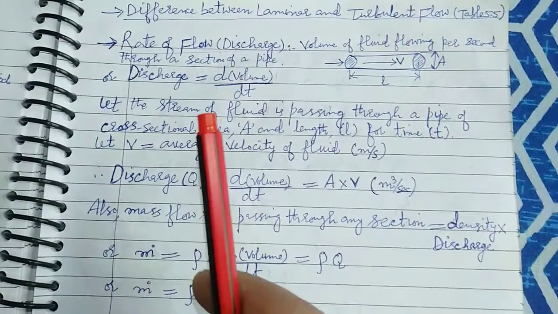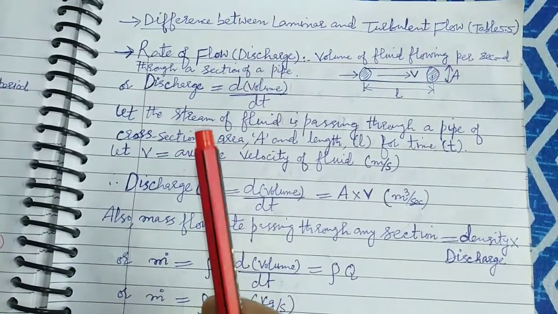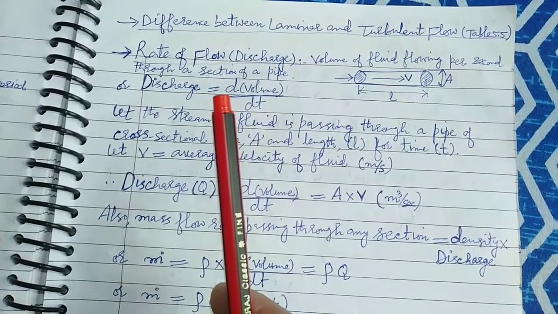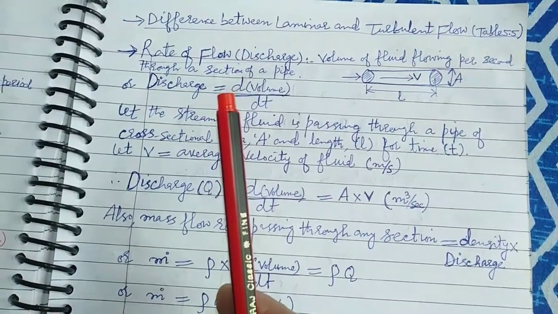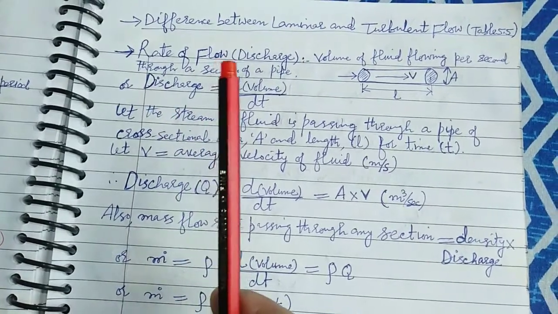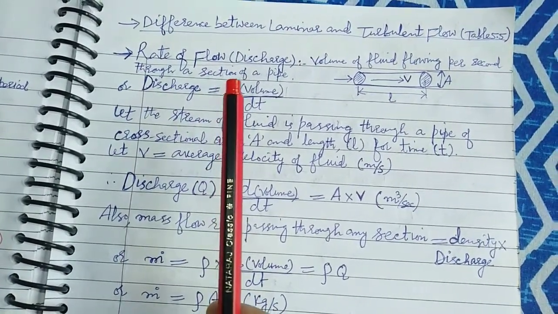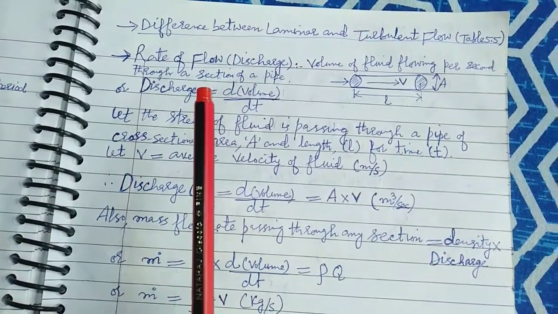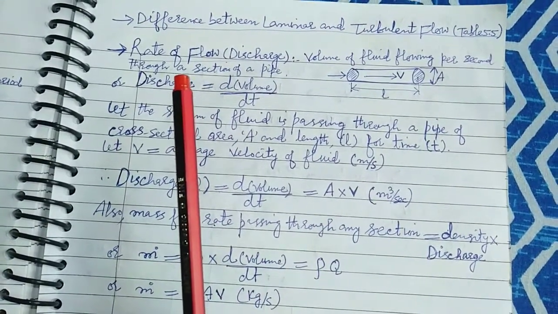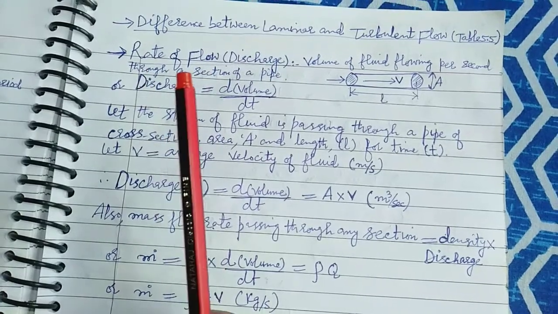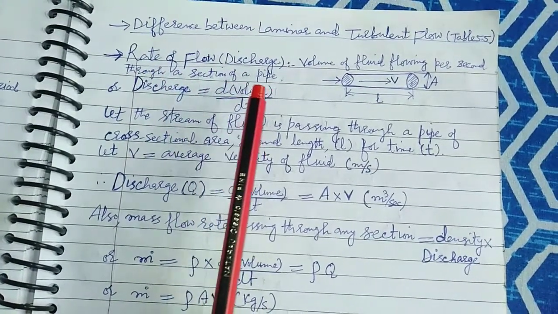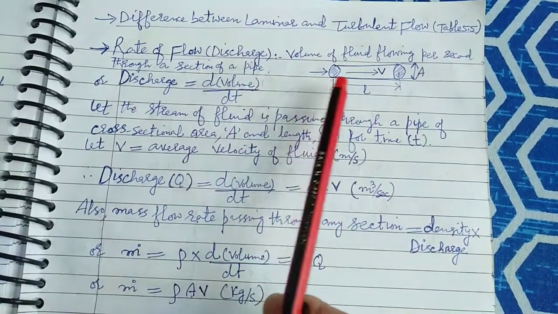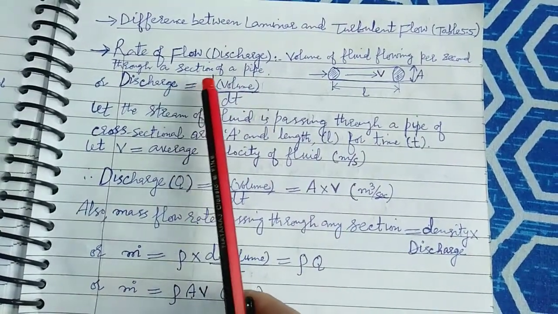Hello, friends. As you know, we are presently concerned with the topic of fundamentals of fluid flow, and we have almost completed all the basic fundamental concepts in this unit. Today we will discuss what is discharge. As I have written here, discharge means the volume of fluid flowing per second through a cross section of a pipe.